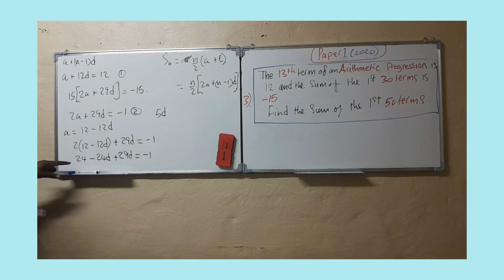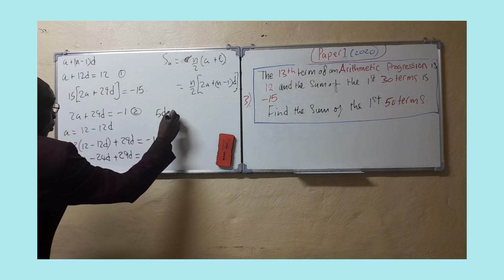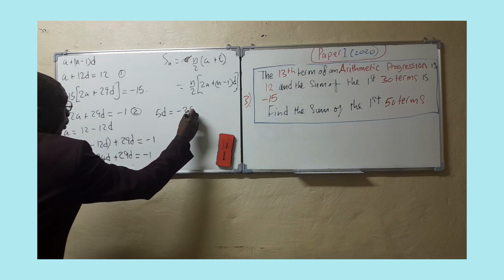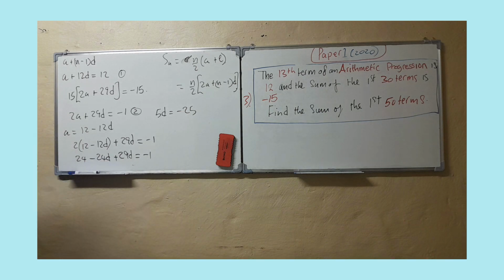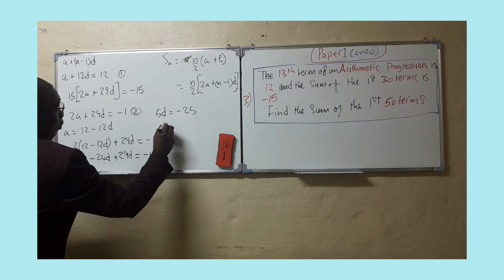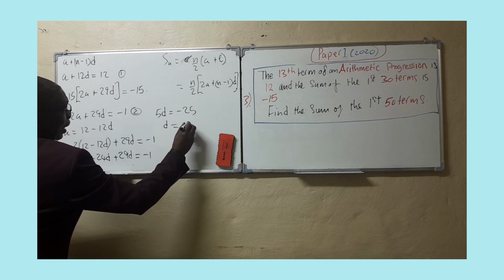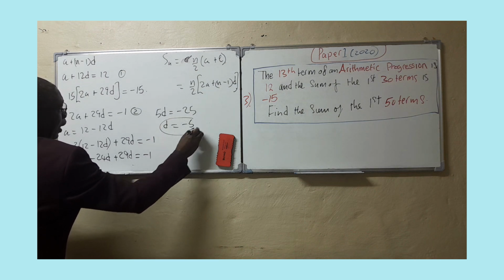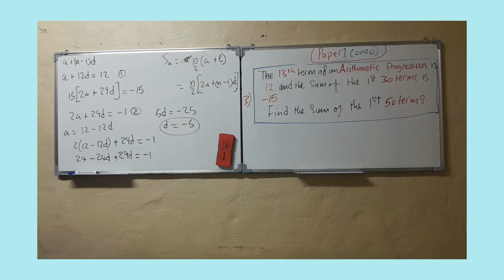5d, let's take the 24 over to that side. It becomes a minus 25 because minus 1 minus 24 is minus 25. Divide right through by 5, we get our d is equal to minus 5. Okay, so d is equal to minus 5.